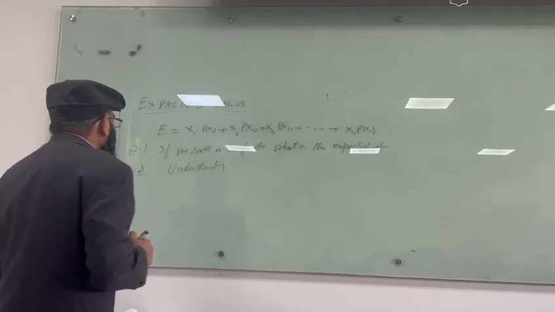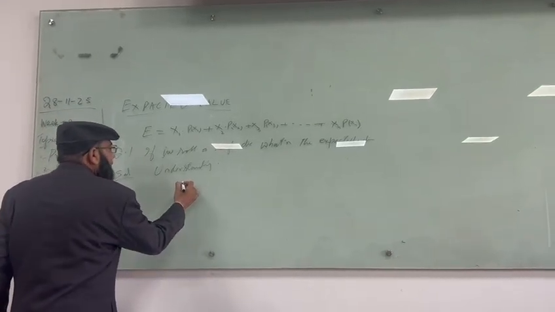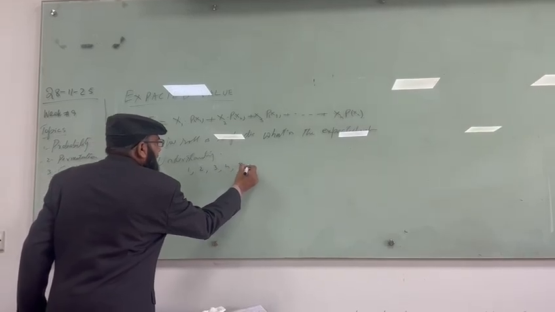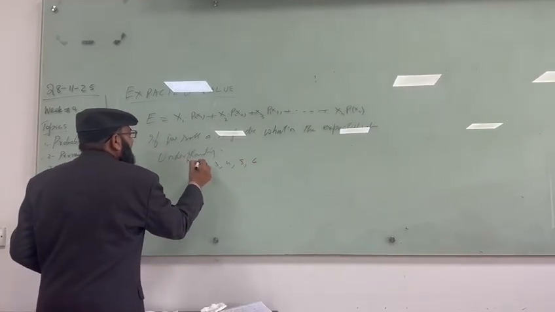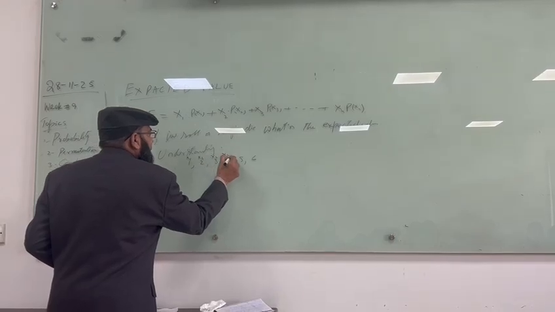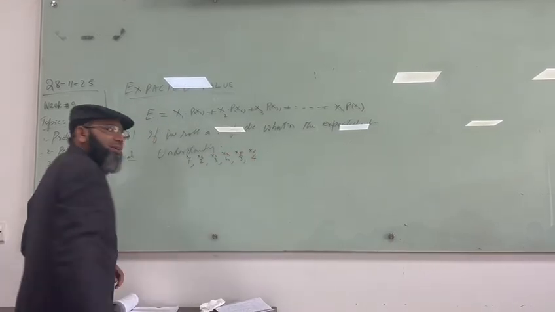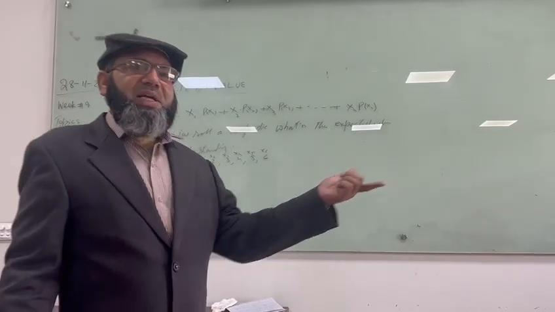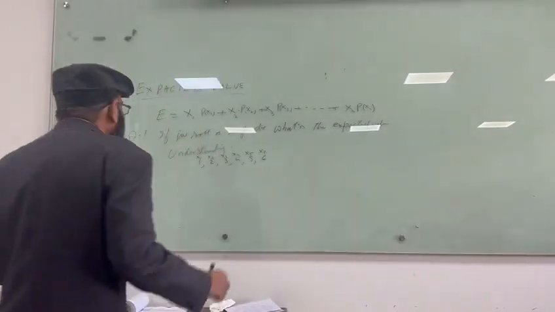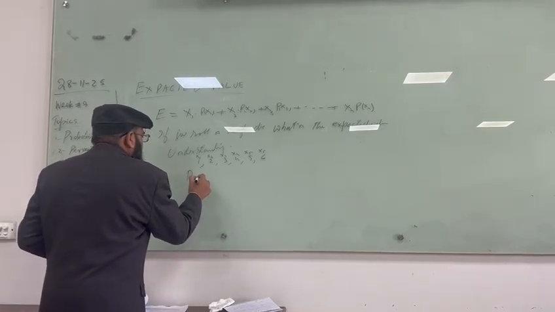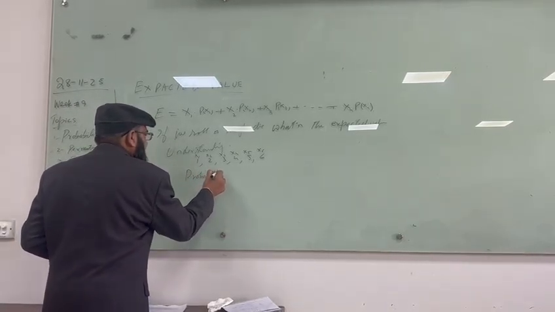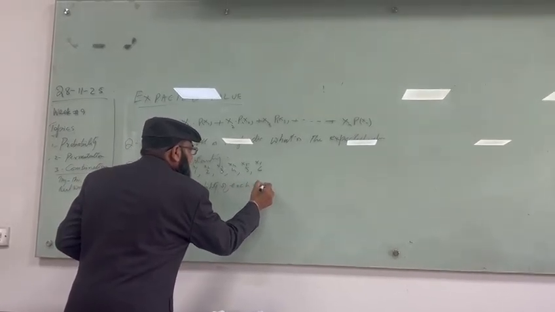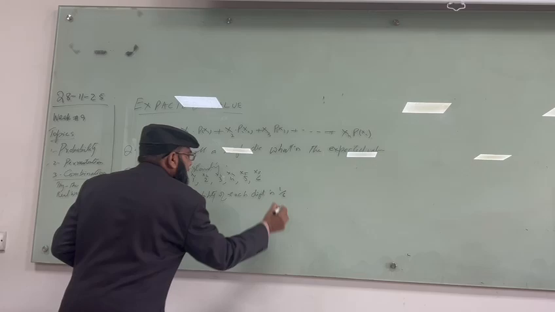How many outcomes for a single die? 6. Okay. So, for a roll of a die we have 1, 2, 3, 4, 5 and 6. Each is x1, x2, x3, x4, x5, x6. What is the probability of each digit? 1 by 6. The probability of each digit is 1 by 6.